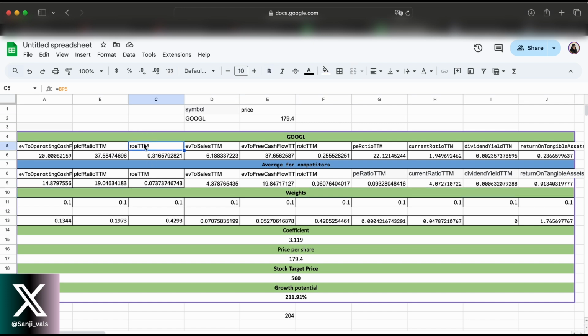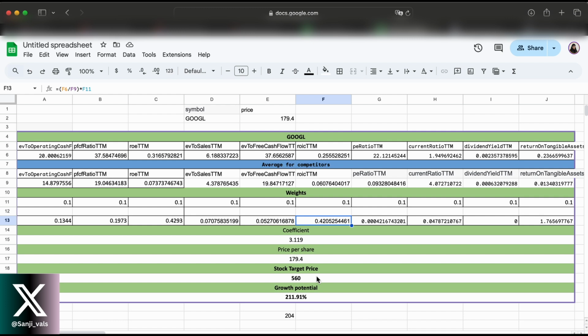For example, return on equity, in this case, is higher than that of the closest peers. You can substitute it so that the ratio will reflect the situation with the closest peers better. Also, return on invested capital, this is 0.25, but as you can see, the average among competitors is 0.06, so it's very low, and Google is better in this sense. That's why it is assigning the higher coefficient in here and the higher growth potential.